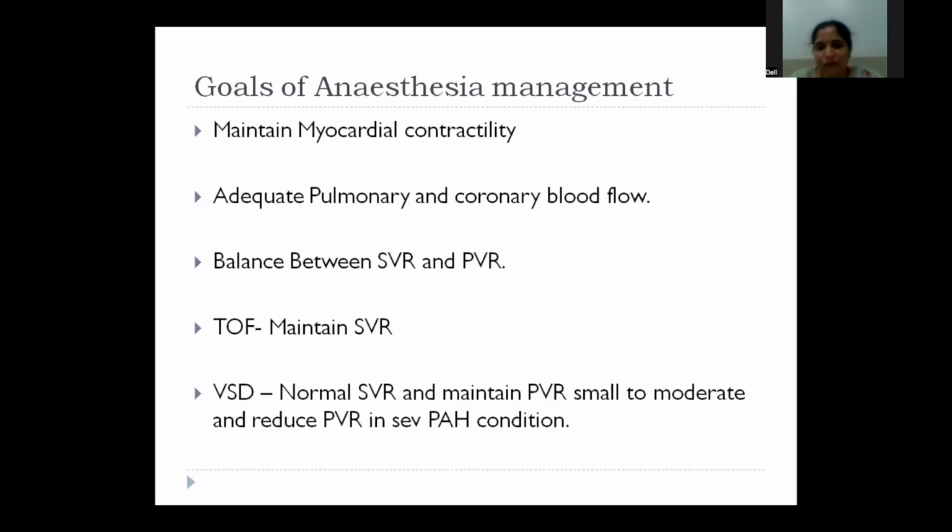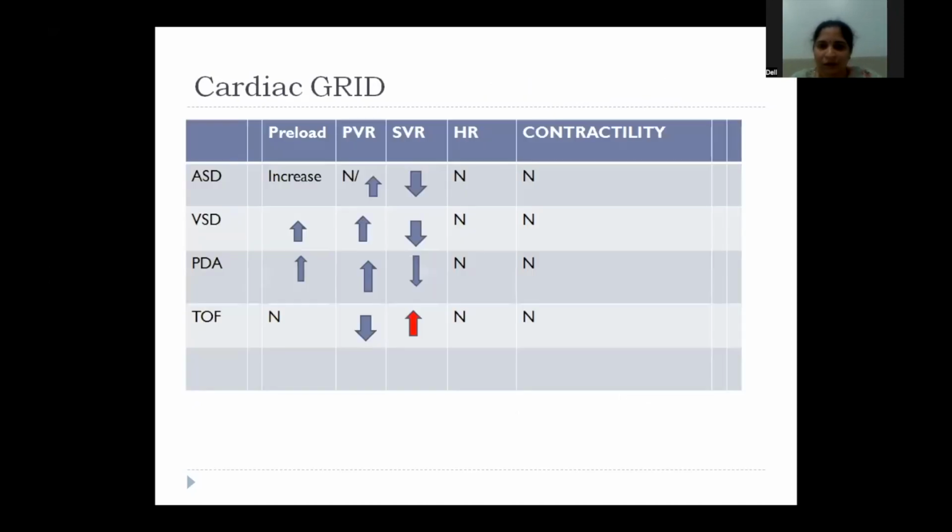In patients of cyanosis or the tetralogy of Fallot, we have to maintain high SVR so that the right to left shunting is reduced. And in VSD, moderate to large VSDs, we have to maintain normal SVR and maintain the PVR, or you can reduce PVR in cases of severe pulmonary artery hypertension a patient is associated with. So this is a cardiac grid, how to manage these patients. The only important thing in tetralogy of Fallot, never allow SVR to go down, because as SVR goes down, there is more flooding of the right-sided blood to the left side and the patient becomes more cyanotic.